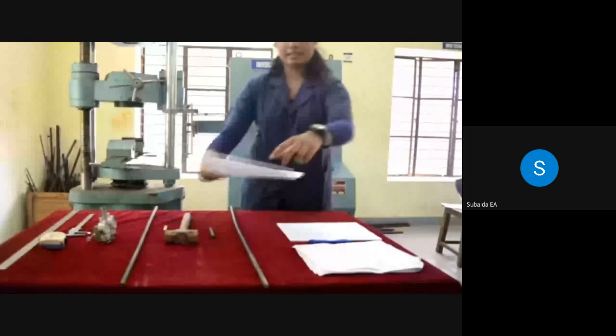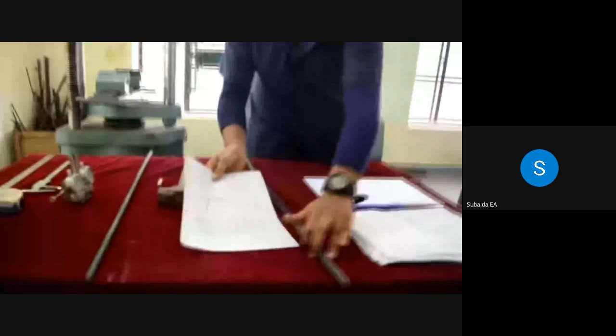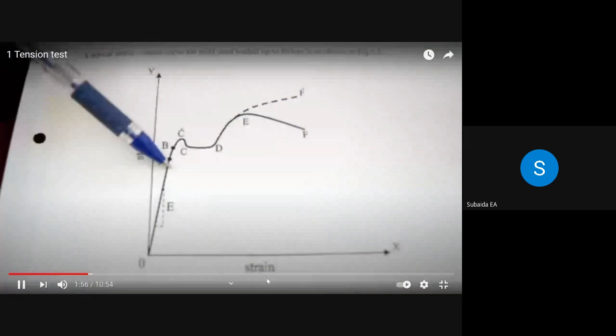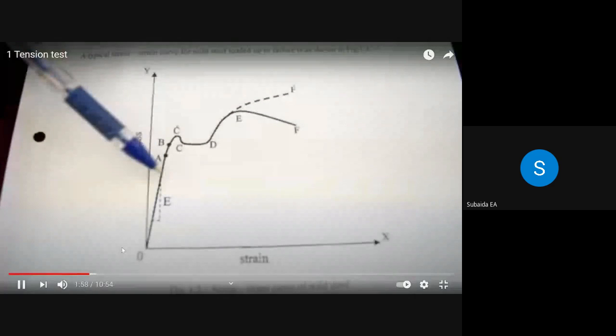Typical stress strain curve for the mild steel. The OA is the linear portion and whose slope will give us the modulus of elasticity. I will go to the way in which the specimen is marked, etc. F is the breaking stress.